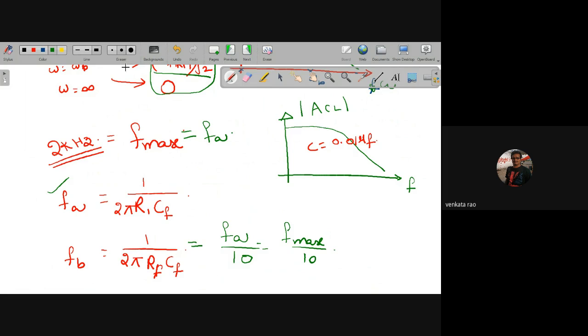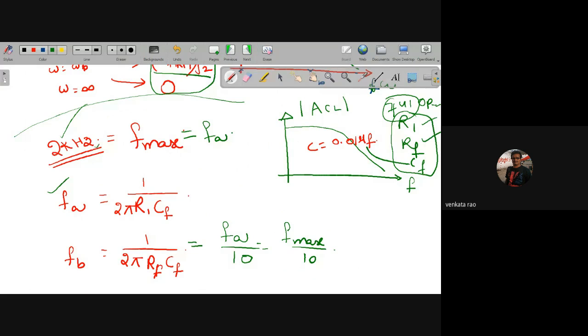So in this problem, I want to design a practical integrator with that value. In our circuit diagram, we use three elements, R1, RF, CF, with an op amp. You can use the 741 op amp, it's not an issue. CF we are assuming 0.01. Now we need R1 and RF. They have given 2 kHz. By substituting that 2 kHz here, from this you get the R1 value. Similarly, from this you get the RF value.